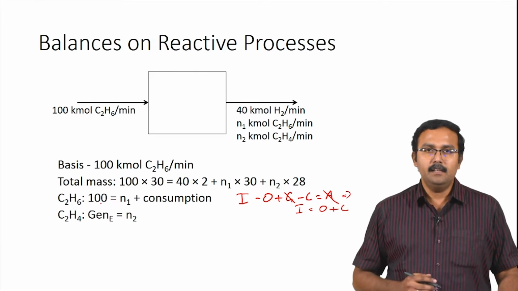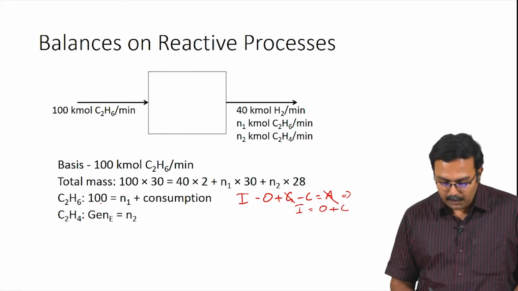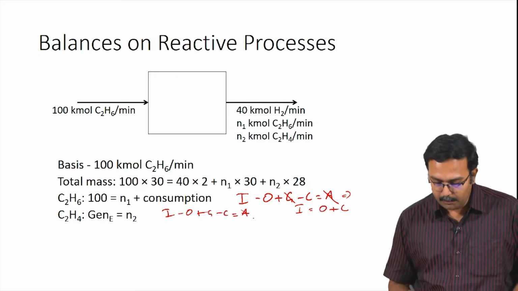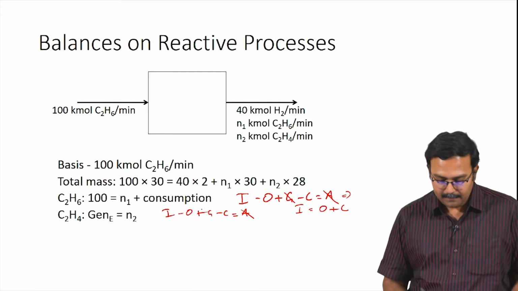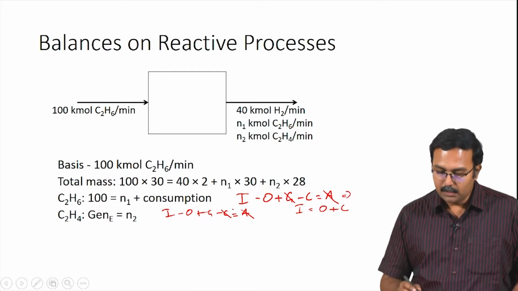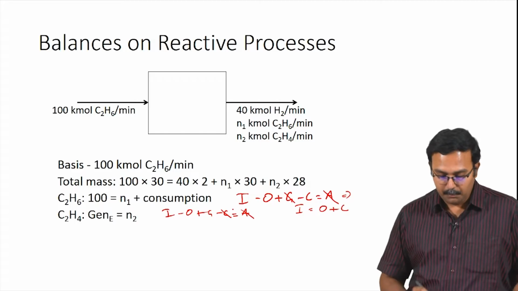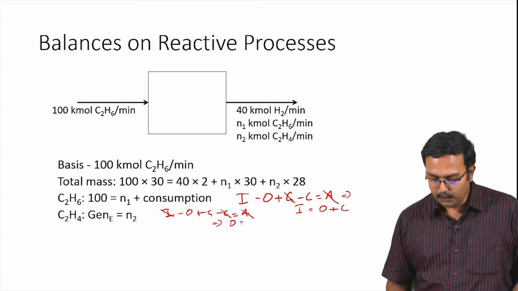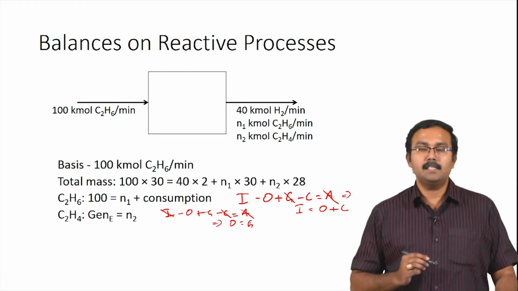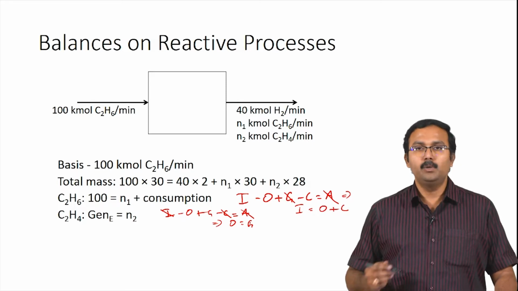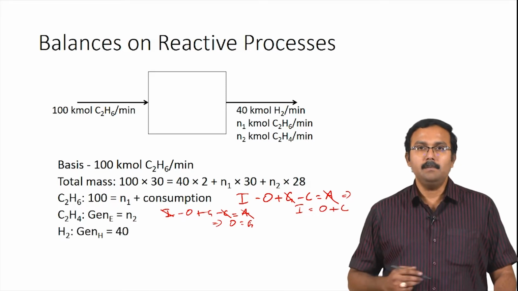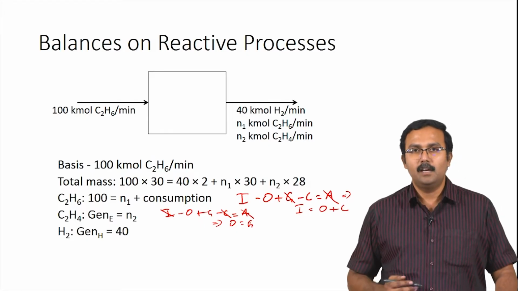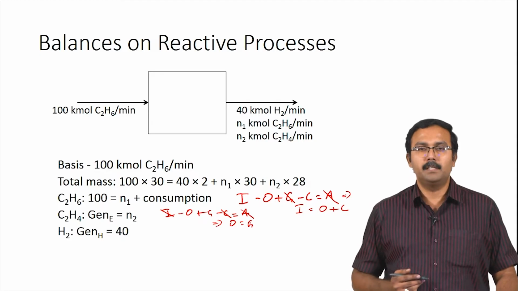For ethylene, the equation comes down to input minus output plus generation minus consumption equals accumulation, accumulation going to 0 because of steady state, and there is no consumption because this is a product which is only being produced. You do not have any input. This implies you have output equals generation, which is what we have written as generation equals N2, which is the output. Similarly, for hydrogen, we can write the balance equation as generation equals output, which is 40 kilomoles per minute.